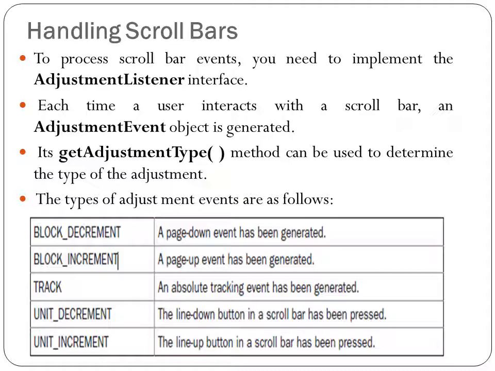Block decrement means a page down event. Block increment means a page up event. Unit decrement means the line down button in a scroll bar has been pressed. Unit increment means the line up button in a scroll bar has been pressed.